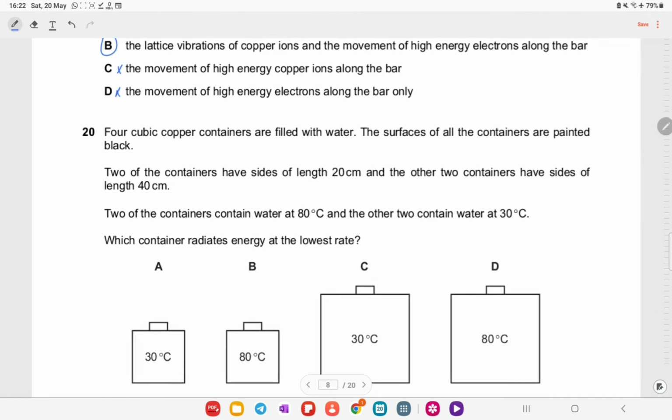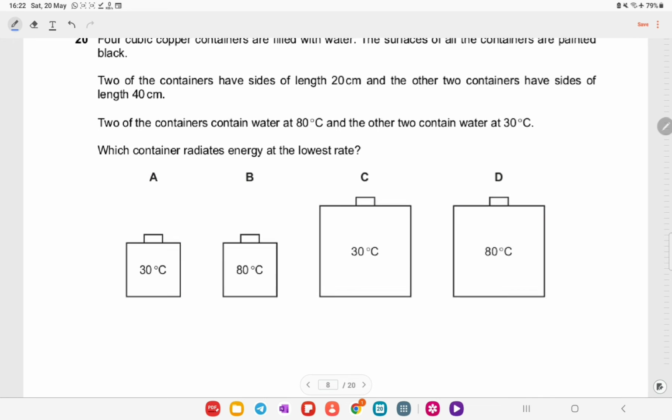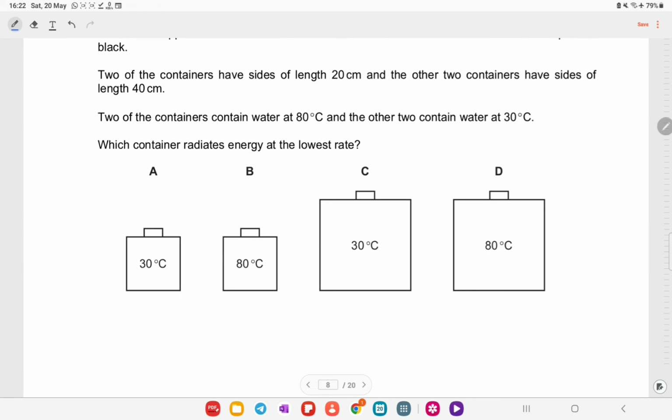Okay. Four cubic copper containers are filled with water. The surface of all the containers are painted black. Two of the containers have sides of length 20 centimeters, and the other two containers have sides of 40 centimeter length. Two of the containers contain water at 80 degrees Celsius, and the other two contain water at 30 degrees Celsius. Which container radiates energy at the lowest rate?